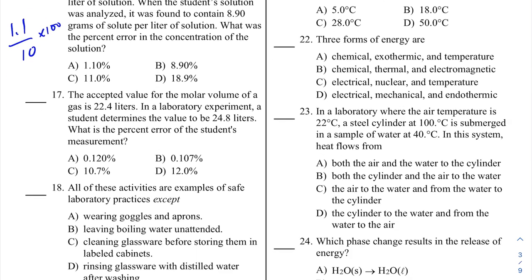The accepted value for the molar volume of gas is 22.4, but we got 24.8. Again, another percent error. So let's subtract 24.8 minus 22.4, and you get 2.4 over your accepted, which is 22.4, times 100. So let me do that. And I get 10.714 and so on, which would be choice C.